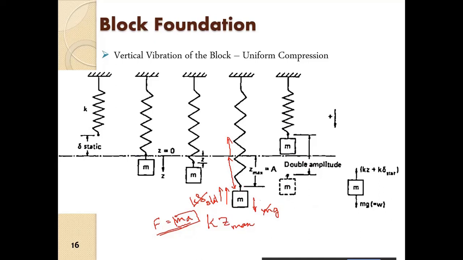So now what will happen is that this body, this mass, will oscillate about this equilibrium condition. So this is the z max. Similarly, it will go up to z max, again it will come down to z max, again it will go up to z max. All right. So it will start oscillating.